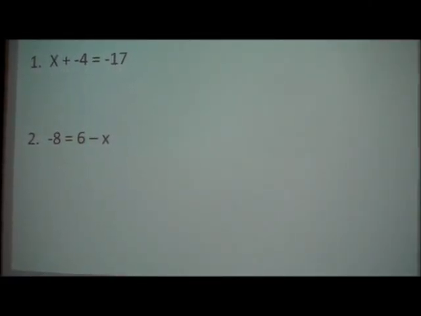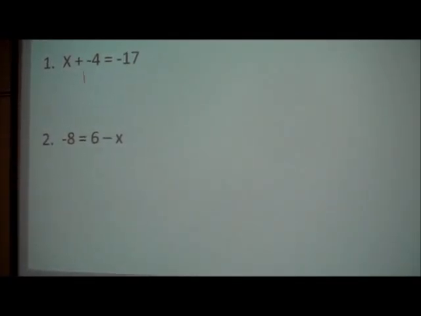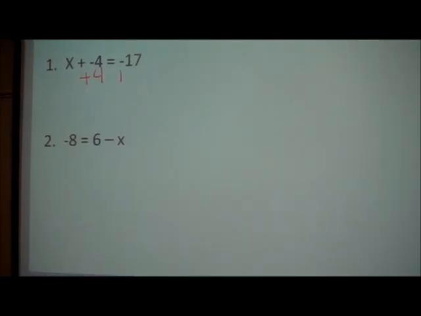You want to get the variable by itself. So in number 1, what should we do to get the variable by itself? We want to get rid of a negative 4, so we should add 4. We're going to add 4 to both sides.